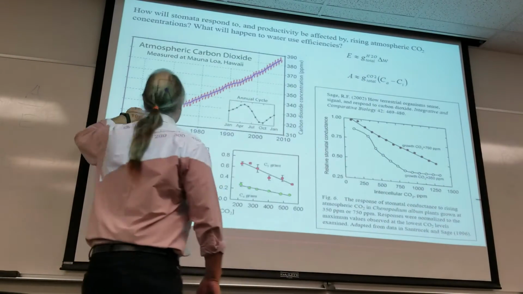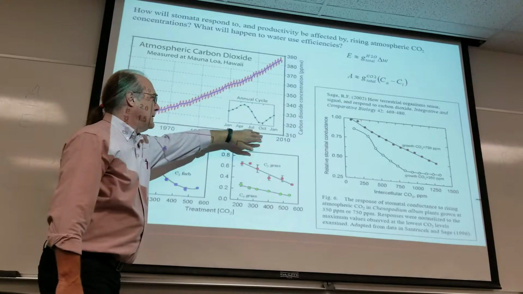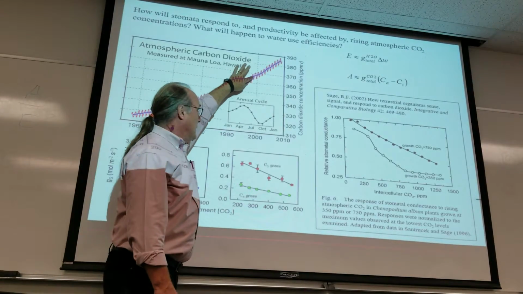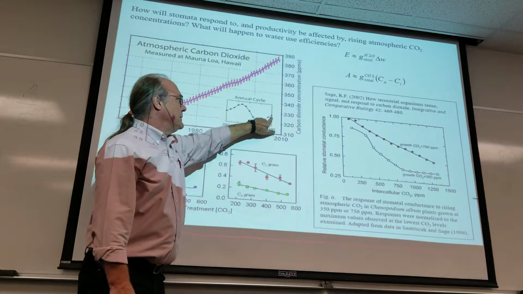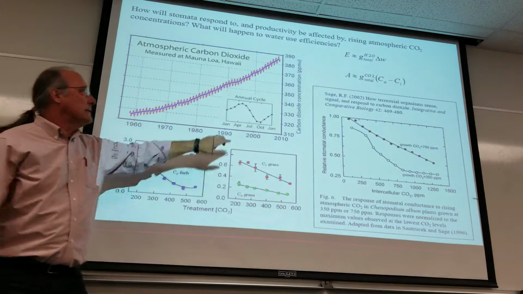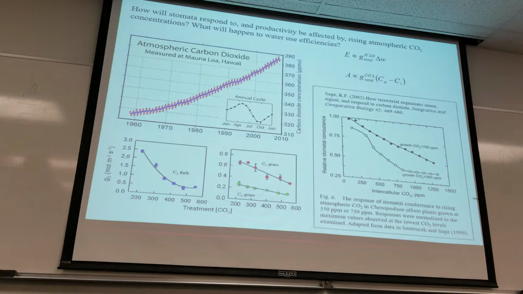Okay, so here's this earlier one. This one goes up to 2010, but also at Mauna Loa. Here's the annual cycle, right? January through January. Why is that? Summer in the north. Summer in the north, exactly. If you look at the distribution of land across the globe, there's a lot more land in the northern hemisphere than the southern hemisphere.